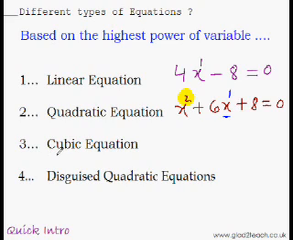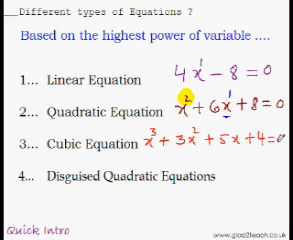Then the third type would be a cubic equation, and I'm sure by now you must have guessed that here the highest power must be a cube, that is 3. The highest power is 3 for a cubic equation. So you must have realized by now that everything in mathematics follows a smooth pattern, and once we recognize that pattern, then everything else falls into its place. That is the beauty of mathematics. See, 1, 2, 3. Can you spot the pattern?